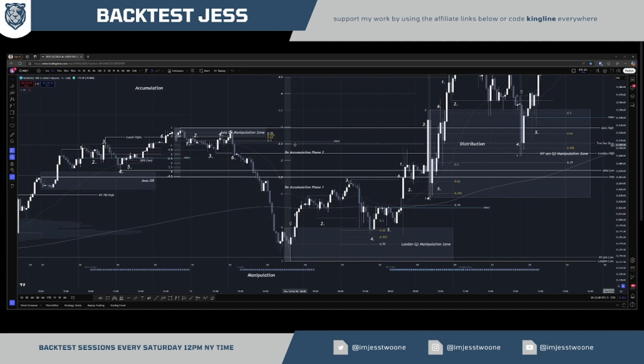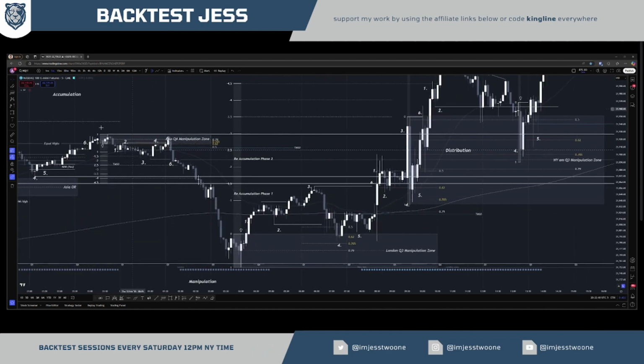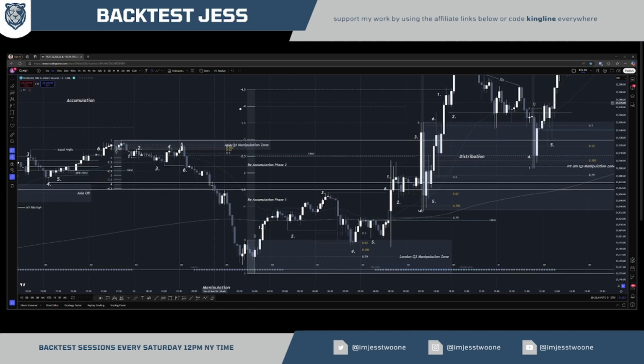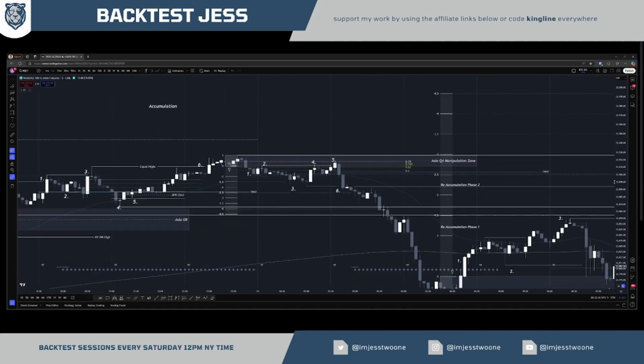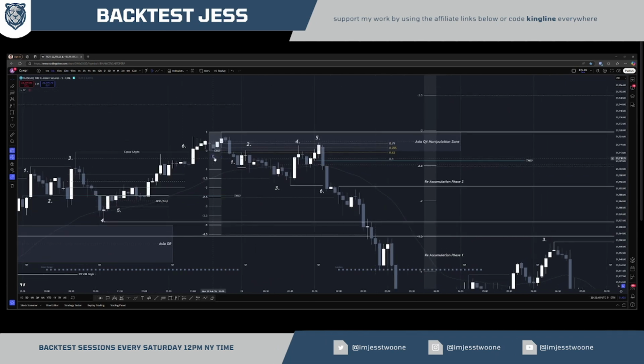So as we're going into London, this manipulation zone's held. It's come back up and retested. So this was a bearish SBS. Now we've got one for the break, two creates the next lower high. Then we get 3 and 4 and 5 come back, sweep 2.